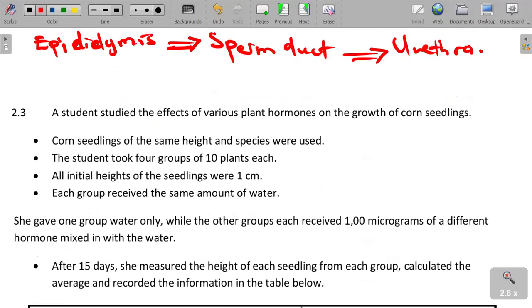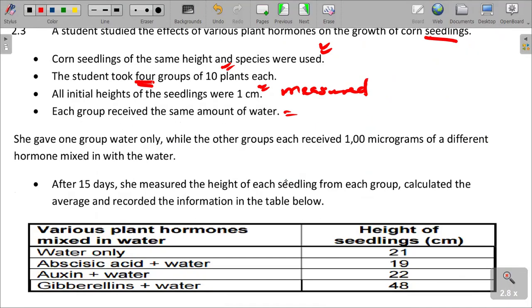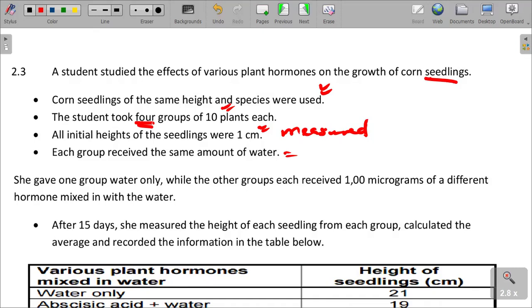A student studied the effect of various plant hormones on the growth of corn seedlings. Corn seedlings of the same height and species were used. The student took four groups of 10 plants each, and all initial heights of the seedlings were 1 centimeter, meaning they were measured. Each group received the same amount of water. That is also maintenance of the experiment.